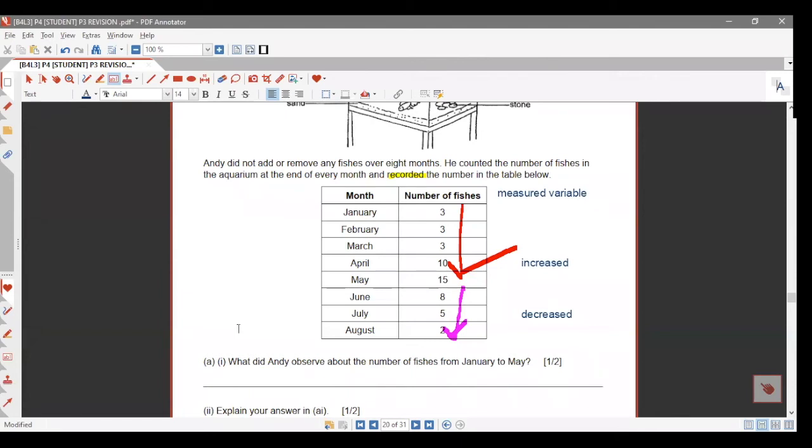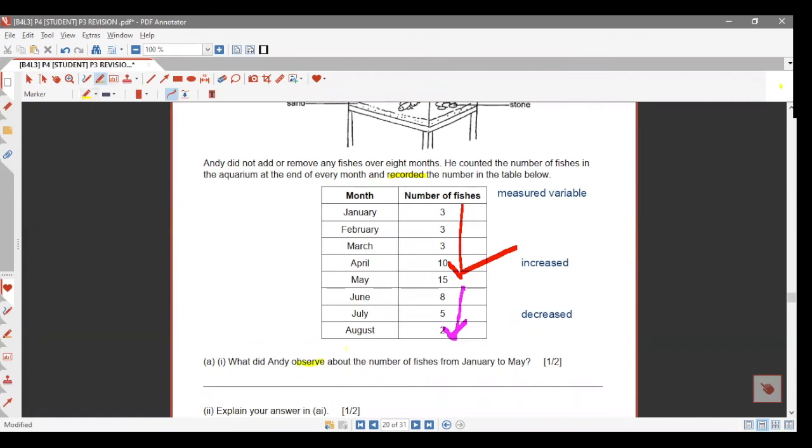Now, observe is what you see. Do you happen to see the fish reproducing? I don't know. But at least from the table, using the information given, we are able to say that the number of fishes increase. So please do not write, living things can grow, living things can reproduce. These are the facts. But if I'm looking at this particular question, I need to see what I am observing from the data.